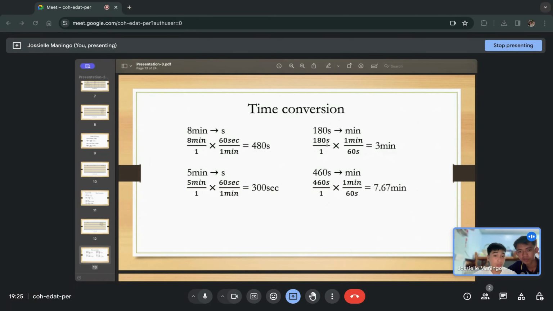And 180 seconds to minutes. We need to cancel out seconds, so we need to put seconds below. In 1 minute, we have 60 seconds. To cancel out seconds, 180 divided by 60, we have 3 minutes.